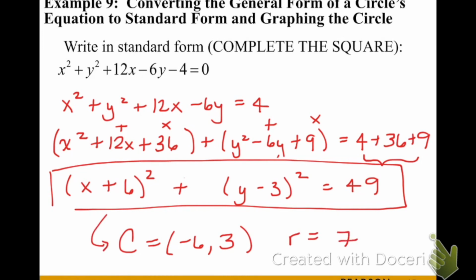This right here is going to be how we're going to go between the general and standard form of the equations of a circle. Please pause here and go back to any of these examples if you feel like you need more time.